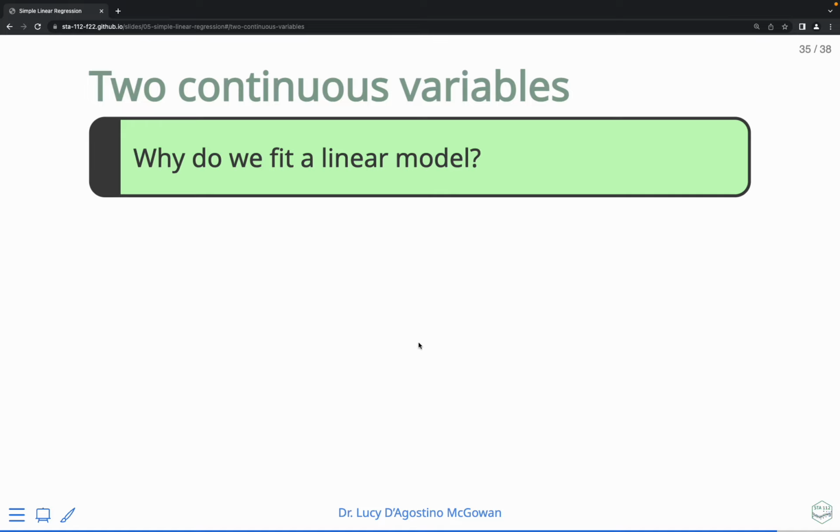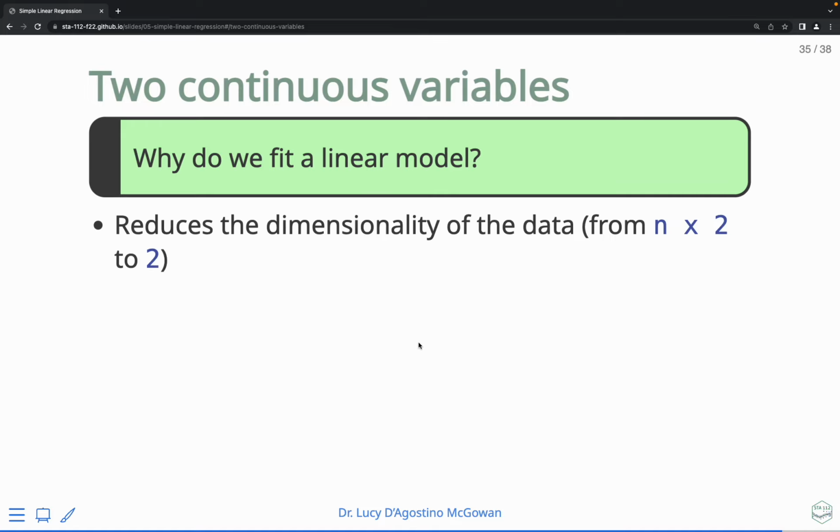Okay, so the main reason we fit a linear model, kind of mimicking what we did when we were talking about the mean, the first reason might be to reduce the dimensionality of the data. Our data here has n times 2, we've got n observations and we have 2 variables here, height and mass. And we want to reduce that to just including just 2 values, just the beta 0 and beta 1. So that dimensionality reduction is very appealing and a big thing that we do a lot in statistics, because instead of needing n times 2 data points, you can just reduce that information to 2.